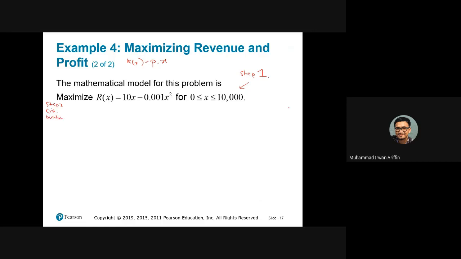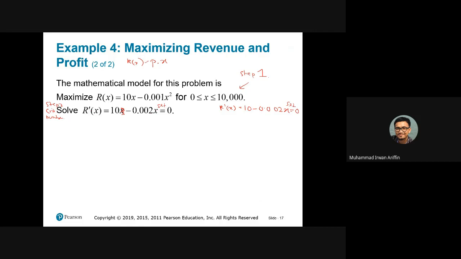So how do we find the critical numbers? We simply differentiate this and find the derivative. So R prime of x equals 10 minus 0.002x. Okay, so in your slide there is a typo. This x shouldn't be here. It should be 10 minus 0.002x, and we set it equal to 0 in order to find the critical numbers.